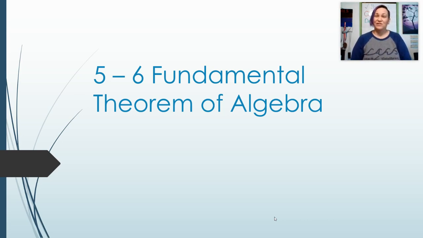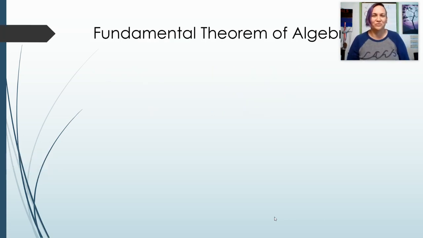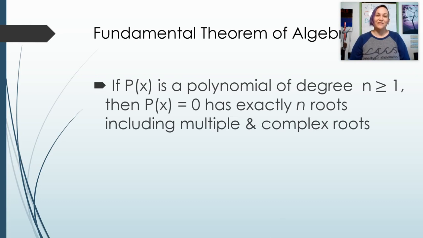Before we do that, I have to officially teach you the fundamental theorem of algebra. Don't worry, I actually already taught it to you. I just didn't call it the fundamental theorem of algebra. The fundamental theorem of algebra says if p of x is a polynomial with a degree that is greater than or equal to 1, then p of x equals 0 has exactly n roots, including multiple and complex roots.